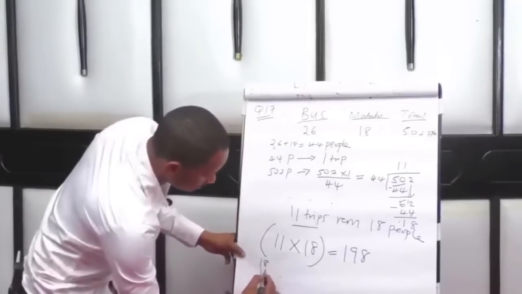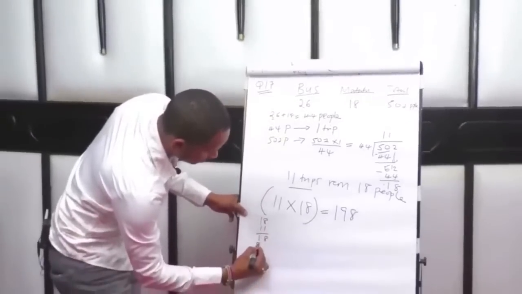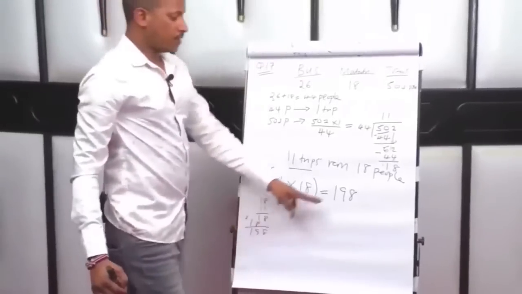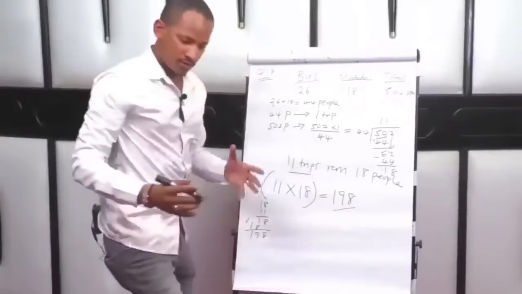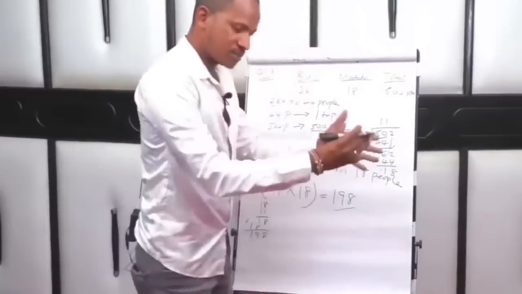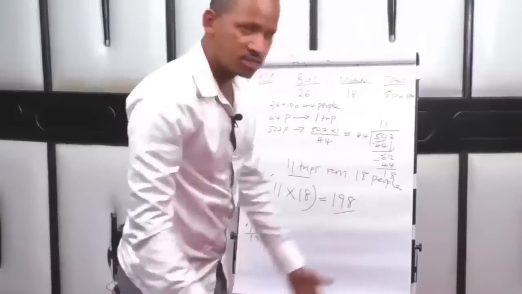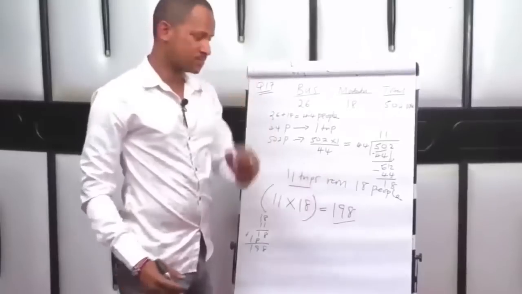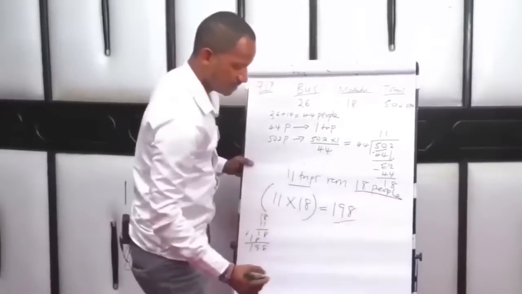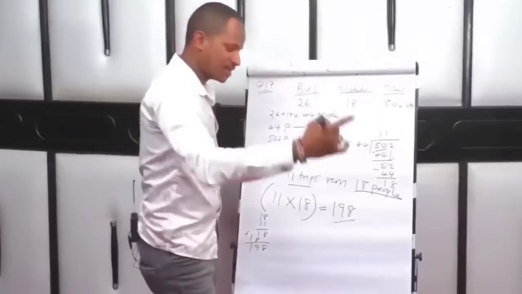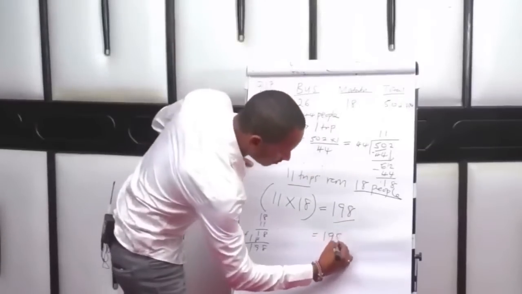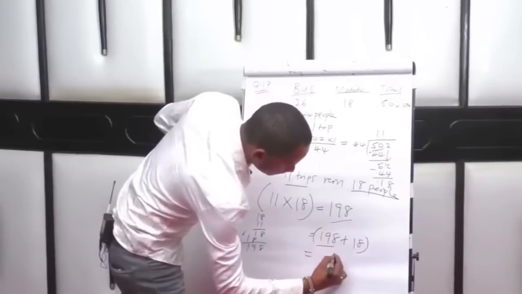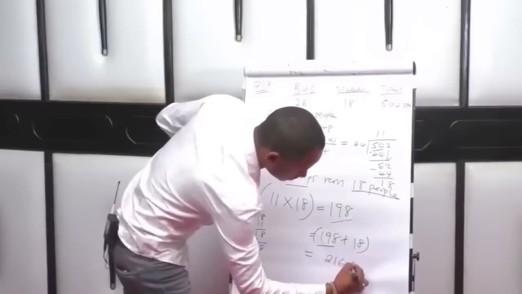This is 18 times 11, 198. So the matatu together with the bus, the bus carried 26, the matatu carried 18. But the matatu carried a total of 198 in the 11 trips. Then remember there are 18 people remaining that was done by the matatu in the last trip. Therefore, the total number of people the matatu carried were 198 plus 18. This is 216 people.